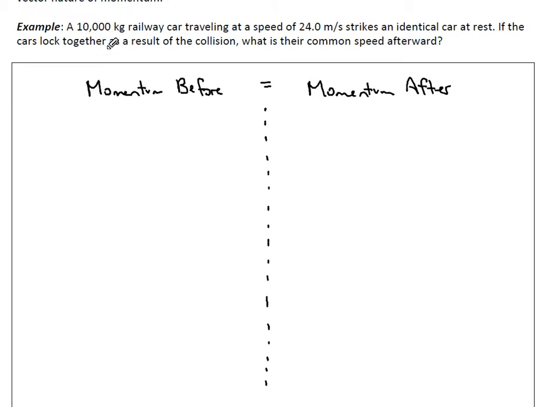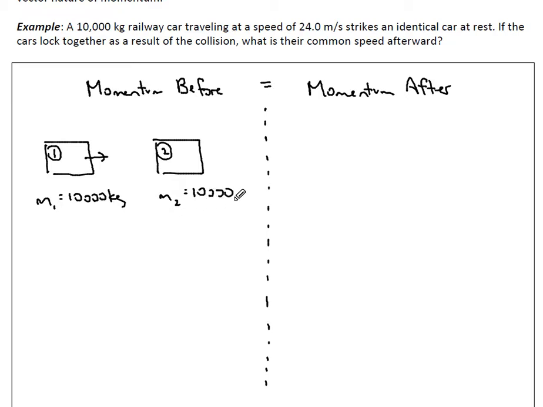We have a 10,000 kilogram railway car, and it's going to hit an identical car at rest. So I'm going to draw those out. I have a car and a second car, and this one is moving to the right. This is called object 1, this is object 2, and the mass of object 1 is 10,000 kilograms. The mass of object 2 is also 10,000 kilograms. The velocity of object 1 is 24.0 meters per second, and the velocity of object 2 is at rest, so 0 meters per second.